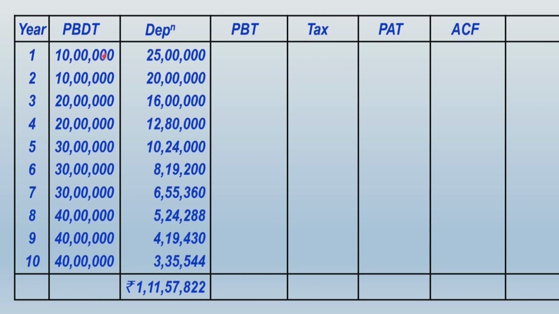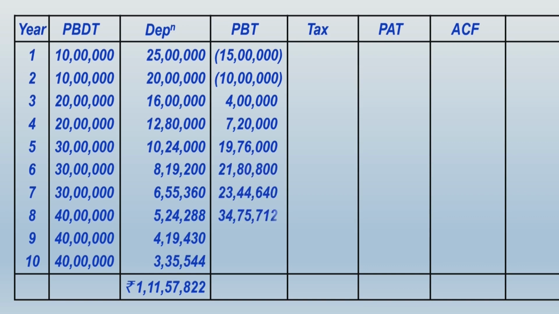Can you notice, friends, this 10 lakh minus 25 lakhs will give you a negative profit before tax amounting to 15 lakhs. Similarly, in the second year also there will be a negative PBT. Now the question arises, what should we do with these negative amounts of profits, which basically indicate loss? Here comes the role of that particular assumption. So then, from the third year onward, we have positive amounts of profit before tax.